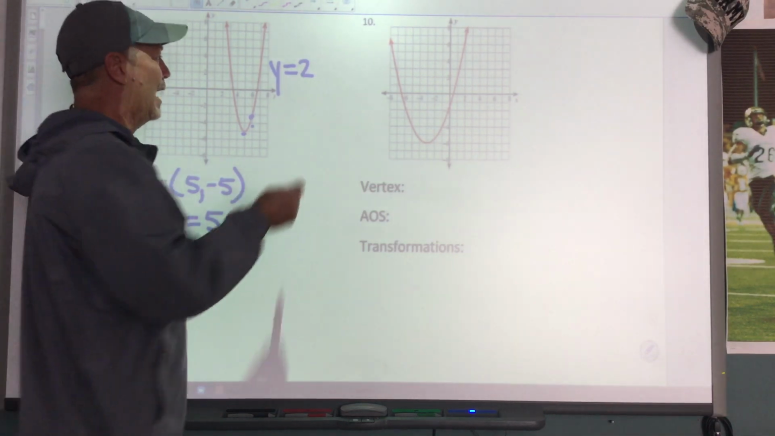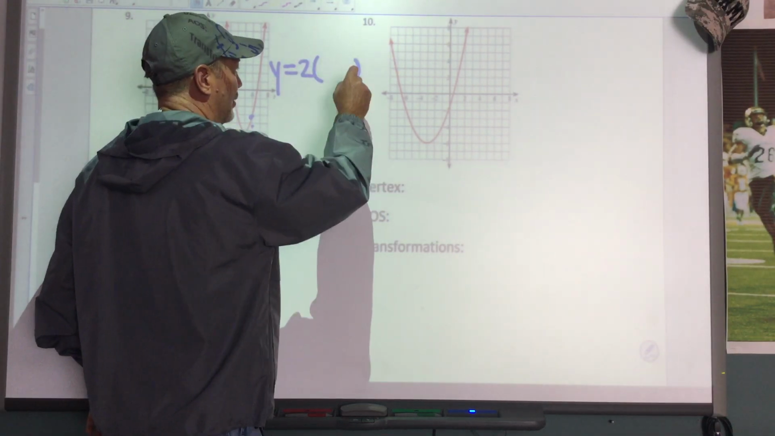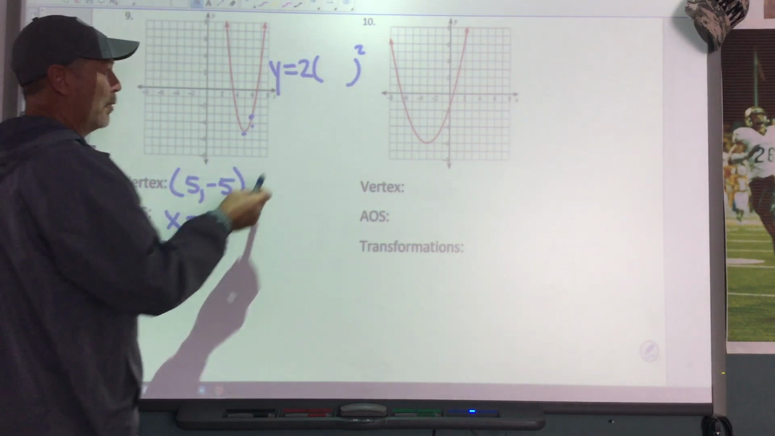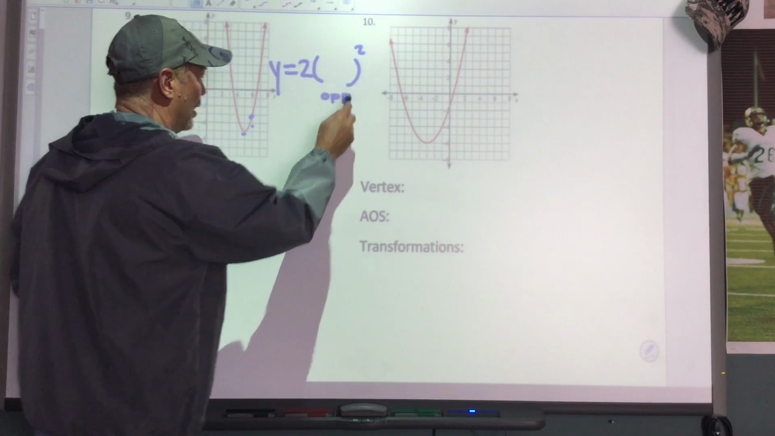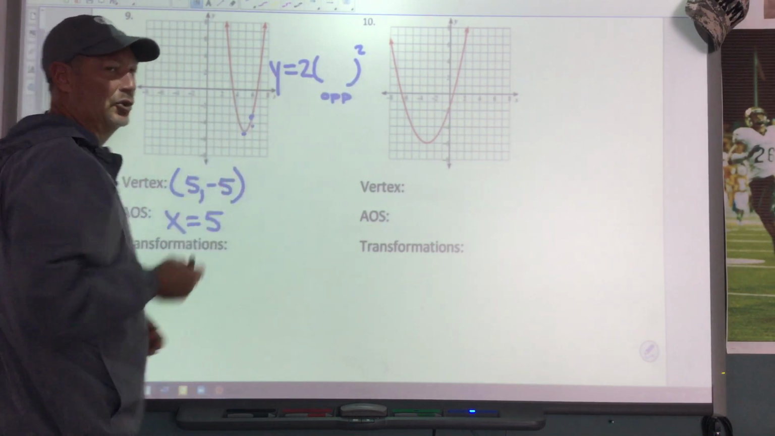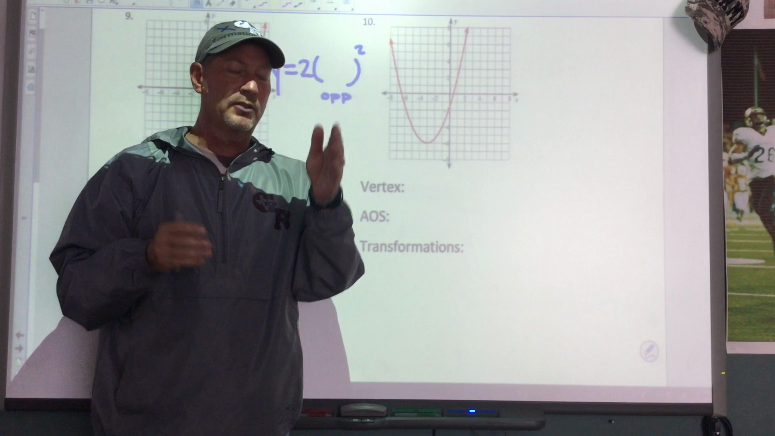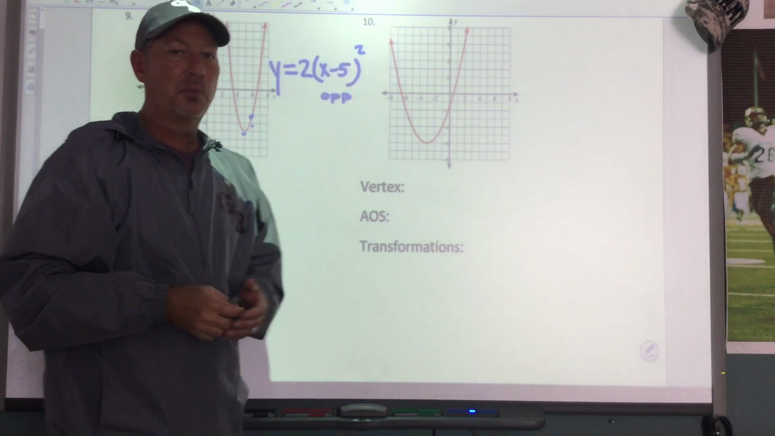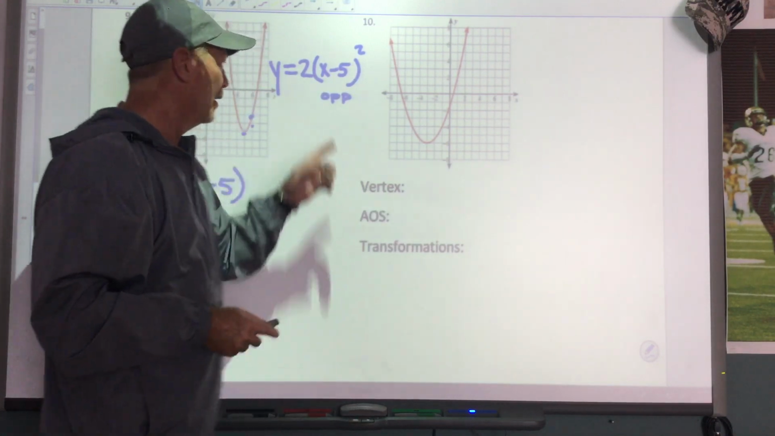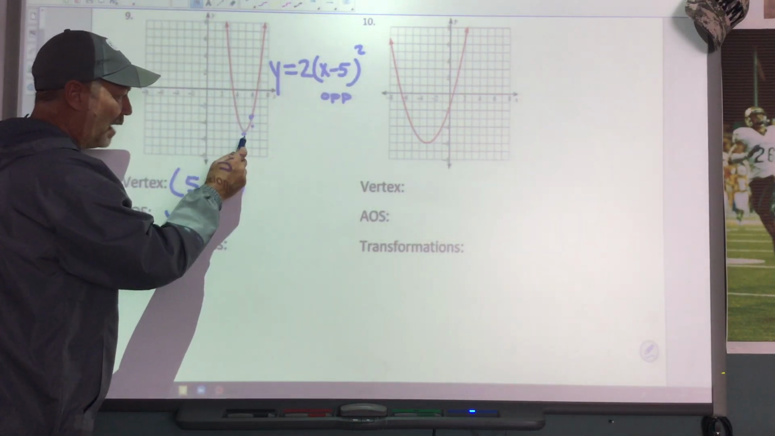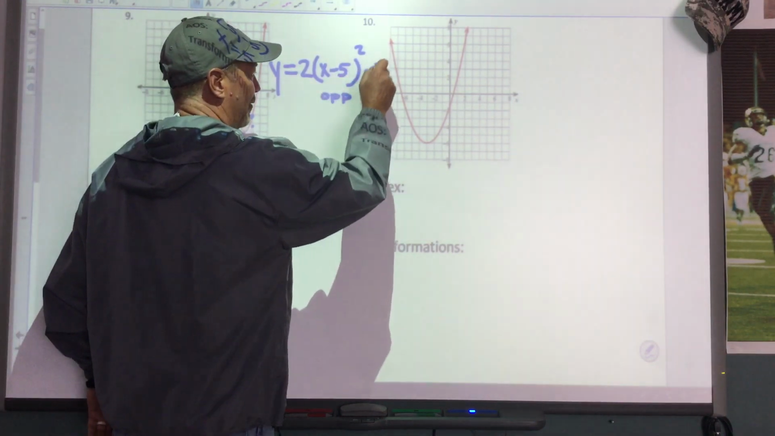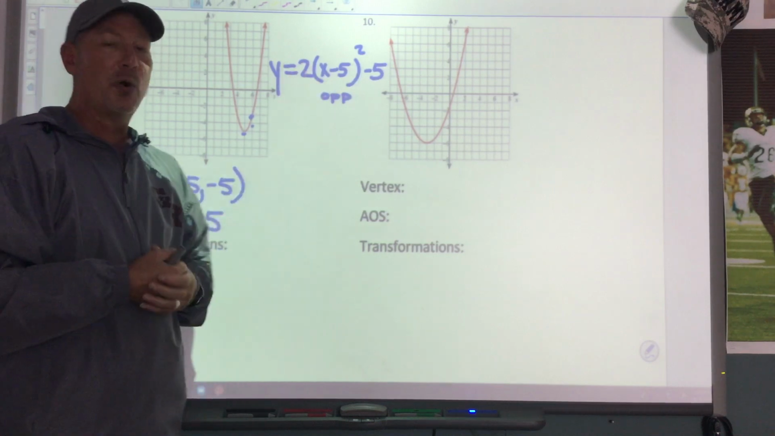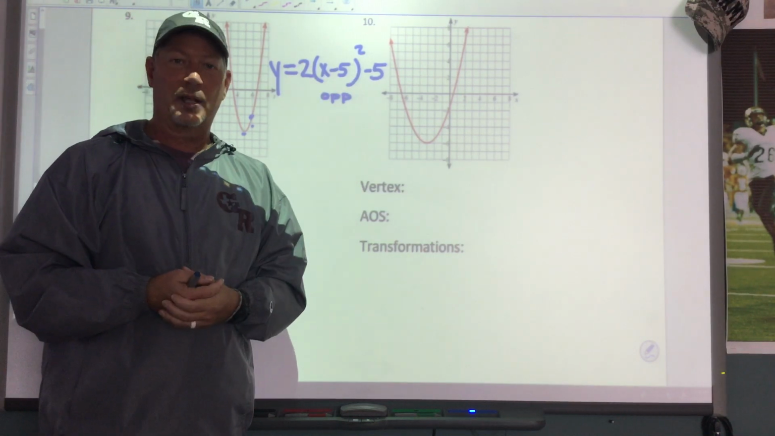Okay? Now we have our parentheses squared. What do you put inside the parentheses? Well, remember, we're thinking opposite. We went to the right 5 units, so that would be x minus 5. Not plus, because we think about the opposite. And then what did we do? We went down 5, so that would give me a minus 5 at the back end. There is my equation.